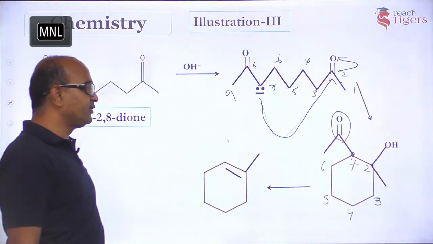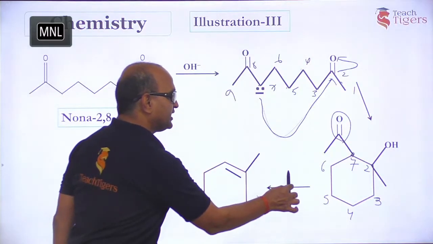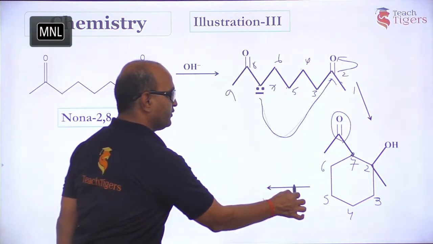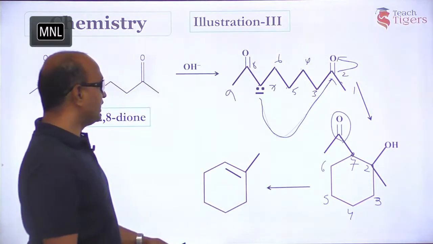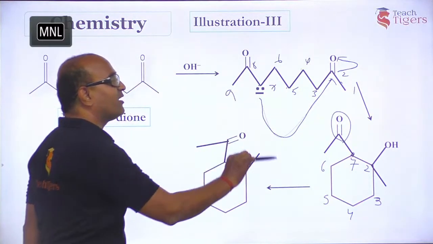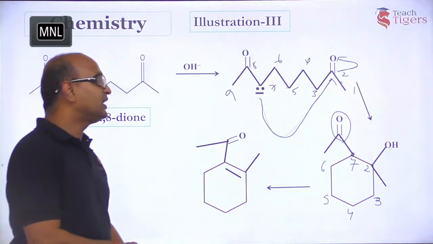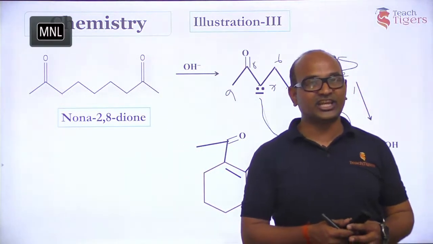Now if you heat this, on heating you will get this product here. An alpha beta unsaturated cyclic aldehyde and ketone. So guys, this was about aldehydes and ketones.